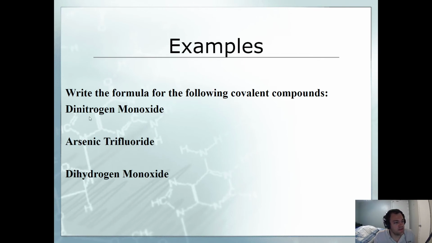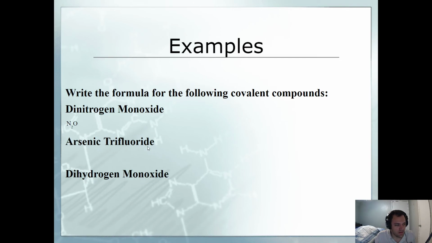Right, when you're given the name of a compound and it wants you to find the formula, then you kind of just work backwards, right? It tells you dinitrogen, so you know that means you're going to have two nitrogens, and then monoxide. Mono is the prefix for one, so it's going to be one oxygen. So you would write it out as N2O, two nitrogens and one oxygen. Pretty simple stuff.